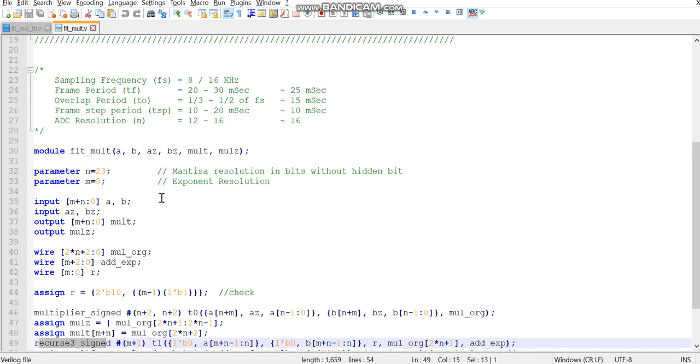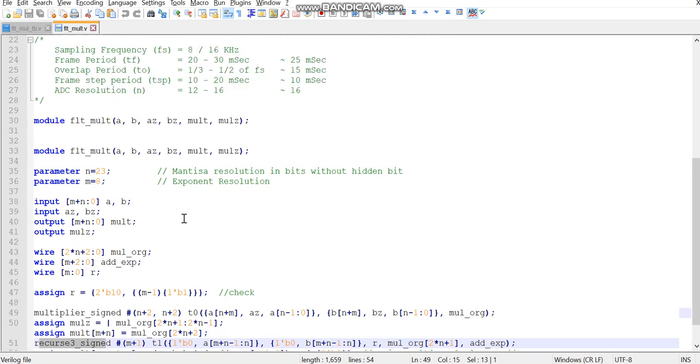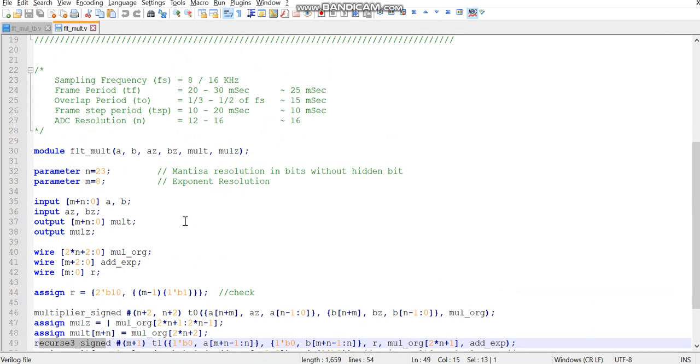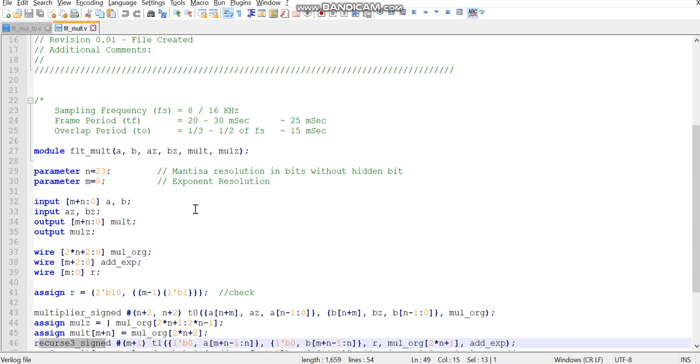The proper biasing of the exponent of minus 127 should be taken care of. There are two procedures where you can subtract 127 from each of the exponents and finally add 127, or we can add the two exponents and finally subtract the 127.